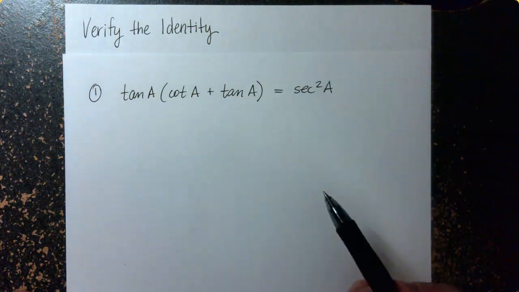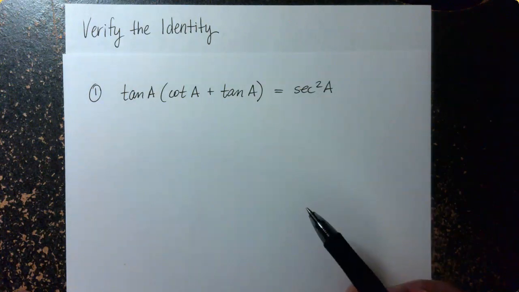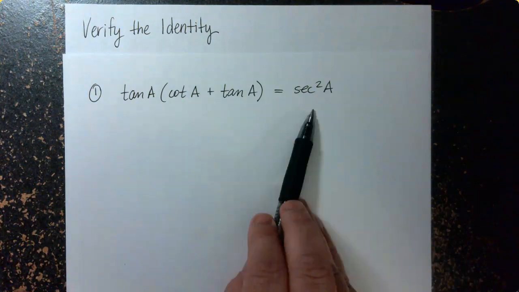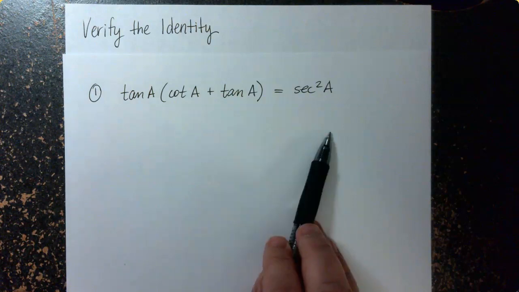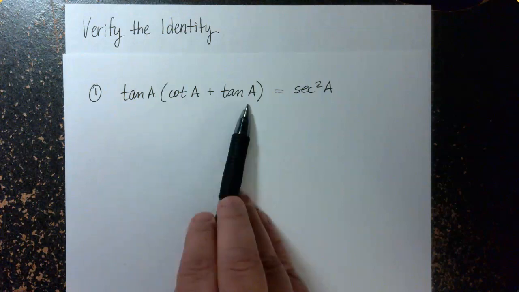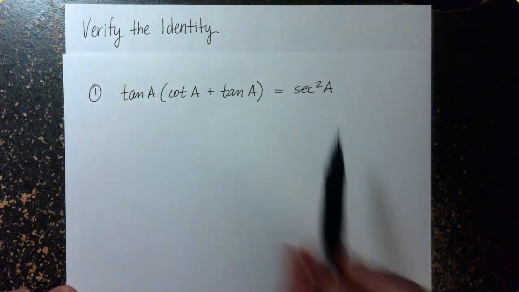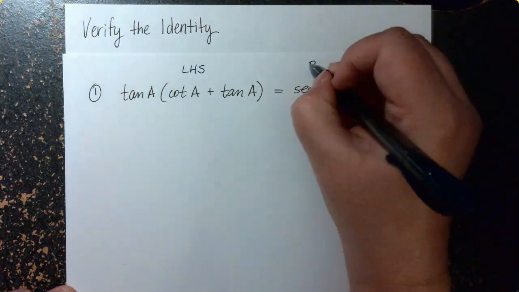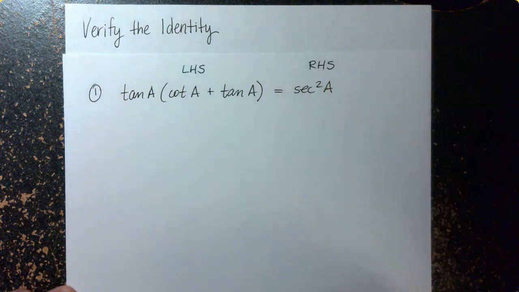Now, in order to verify the identity, you pick one side of this equation, one side only, and you start with that side only. This is not like solving a regular equation where you write both sides over and over again. With verifying an identity, you pick one side, this side or the other side. Some teachers will have you write LHS for left-hand side and RHS for right-hand side. So you could do that if you want to. But you basically need to pick just one and then rewrite it.